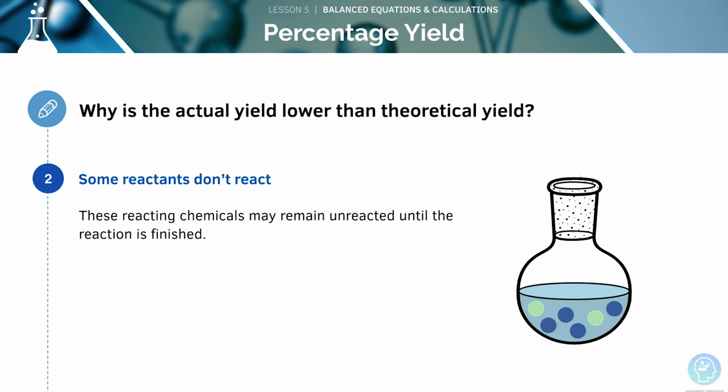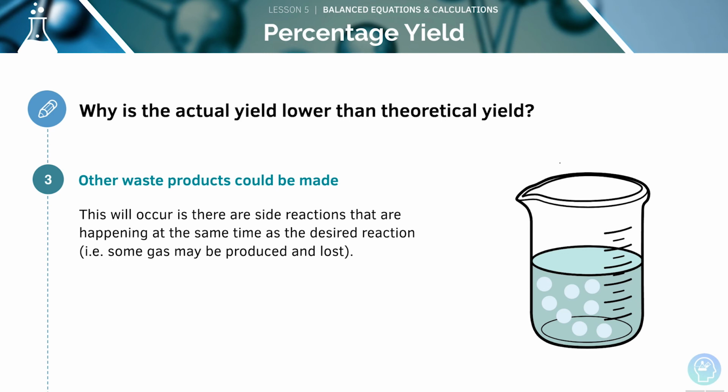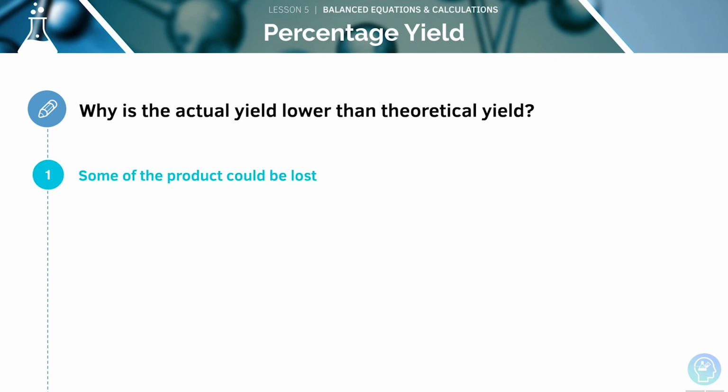Second, not all of the reacting chemicals will react at the start of the reaction. This means that the reacting chemicals are unreacted when the reaction is finished. In this diagram, the green solids may still be unreacted at the end of reaction. Also, some of the reactants in the reaction may go on to form other products, rather than the desired ones. For example, if you wish to make magnesium hydroxide by reacting magnesium with water, then you will produce hydrogen gas as a waste product.